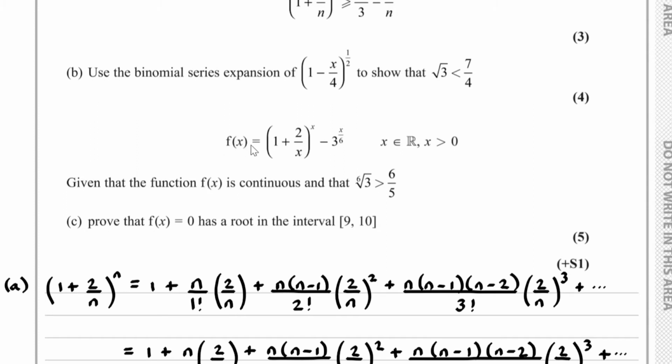Now for part C, we're given that f of x is equal to 1 plus 2 over x to the x, subtract 3 to the power of x over 6. x is a real number where x is greater than 0. And given that the function f of x is continuous, and that the 6th root of root 3 is greater than 6 over 5, we have to prove that f of x equals 0 has a root in the interval 9 to 10.